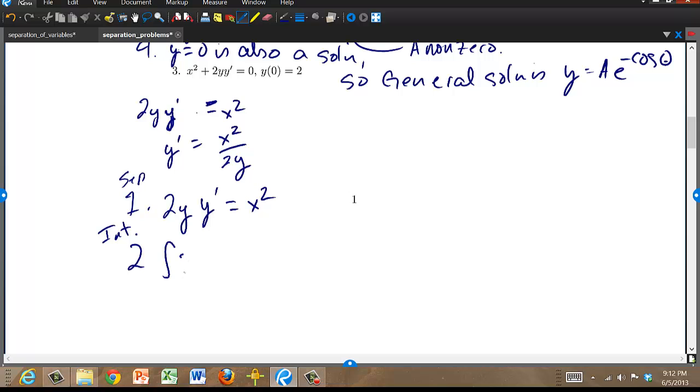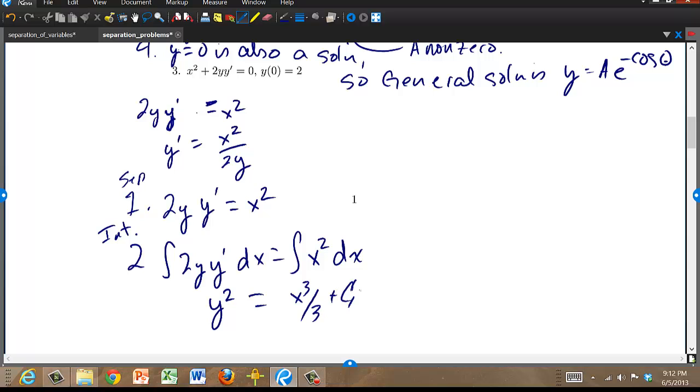We'll integrate. The integral of 2y y prime dx should be the integral of x squared dx. So that means this integral is y squared, and this guy is x cubed over 3 plus a constant. And so what does this give you? Step 3 will be solve, and we get that y should be the square root of x cubed over 3 plus a constant.